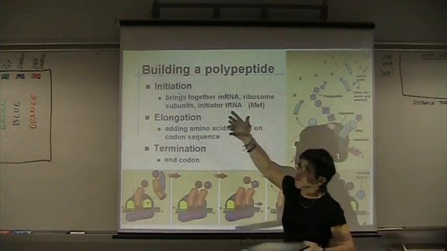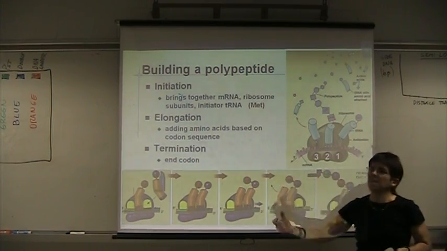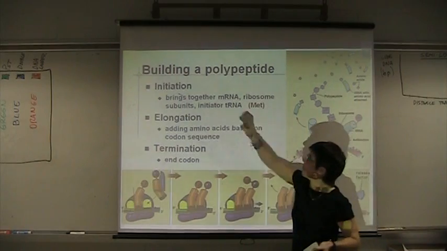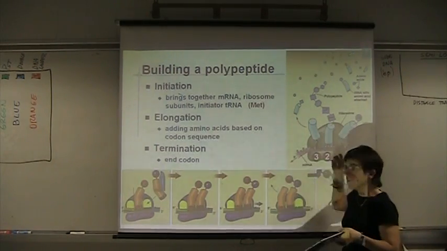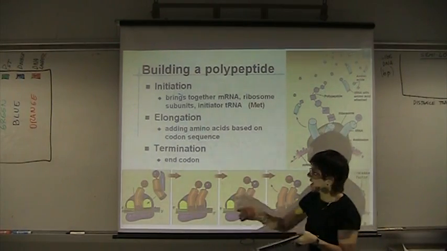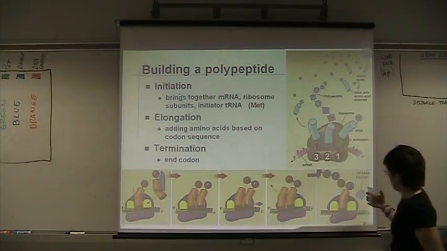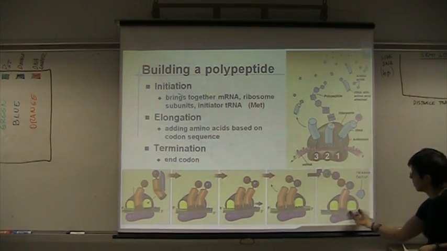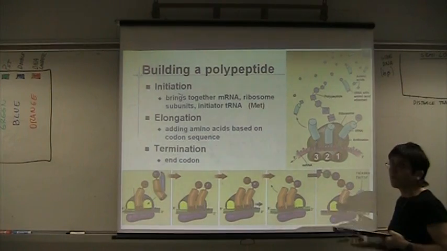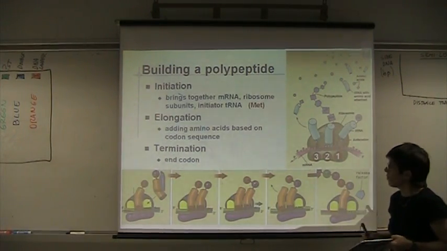So, initiation, when the things start: small subunit plus messenger RNA plus methionine brought by tRNA. Elongation is a process that happens non-stop, that you keep on adding another and another amino acid. And termination is right here when you have the stop codon and the release factor goes in and everything just falls apart technically. That's what you do.